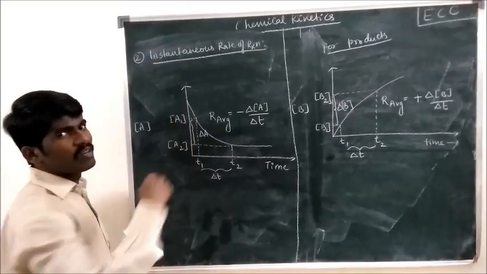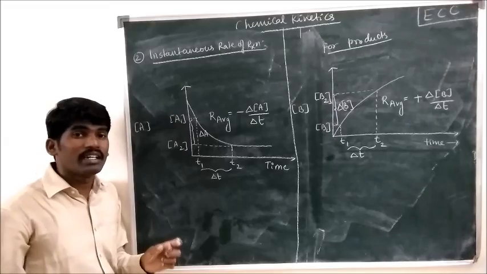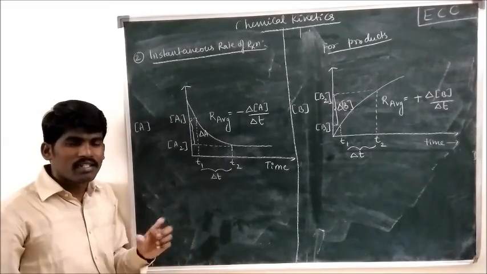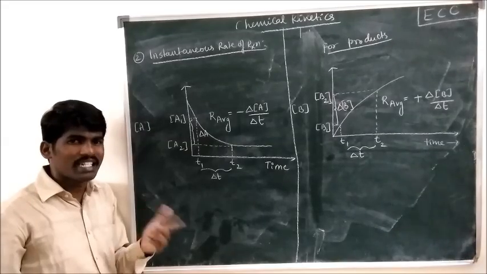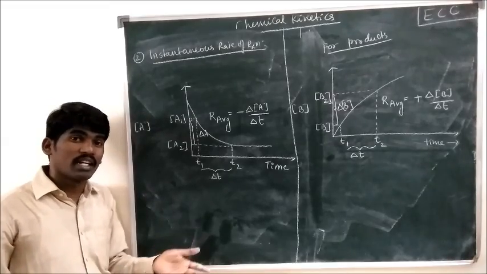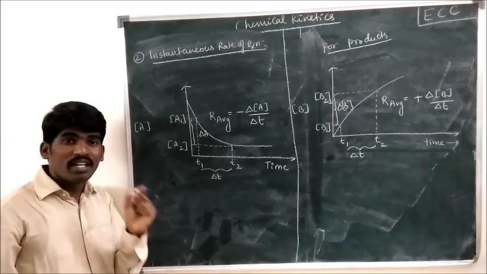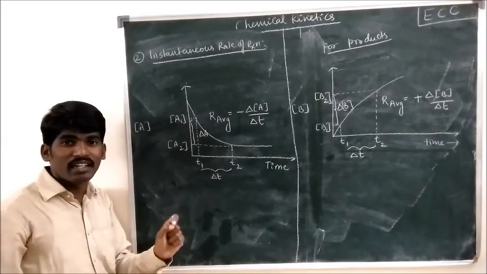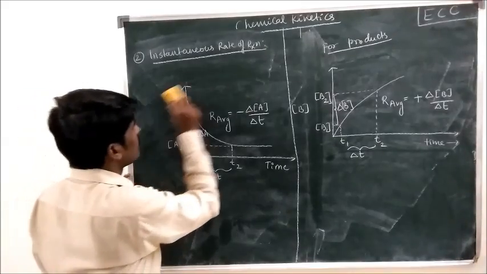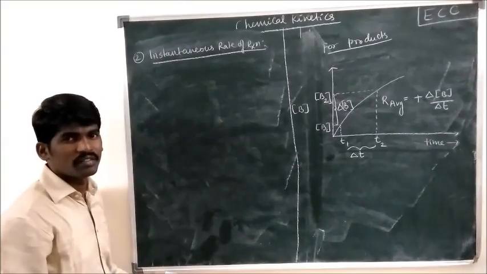Instantaneous rate of reaction, the name indicates clearly. Suppose you want to calculate the rate at every instant of time, from before starting the reaction to the next second: for 1 second, what is the concentration change? For 2 seconds? For 3 seconds? For every second or every instant, if you want to measure how much change in concentration there is, that will be given with the help of instantaneous rate of reaction.